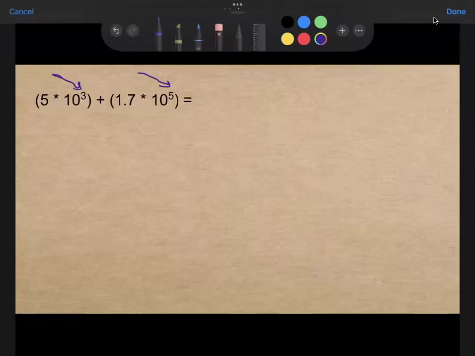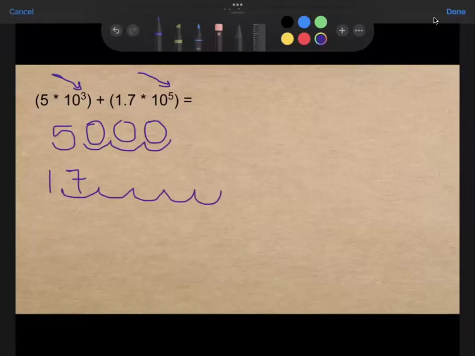So 5 times 10 to the 3rd means 5 is right here, and then 10 to the 3rd would be 1, 2, 3 spaces over. So 5 times 10 to the 3rd is 5,000. Now 1.7 times 10 to the 5th means I move that decimal 5 places: 1, 2, 3, 4, 5, and put it here. Fill in the rest with zeros.